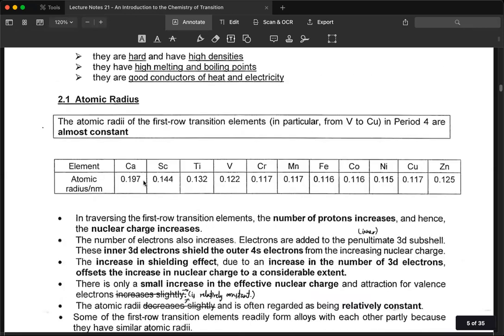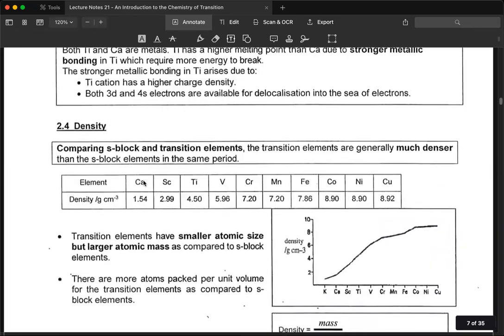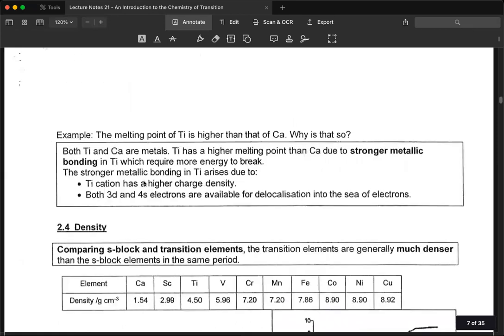That is because titanium has a higher melting point due to stronger metallic bond, requiring more energy to break. The stronger metallic bond arises because the titanium cation has a higher charge density, because compared to calcium, it does have a higher nuclear charge. And then both 3d and 4s electrons are also available for delocalization, which increases the number of electrons in the sea of delocalized electrons, which strengthens the metallic bonding.